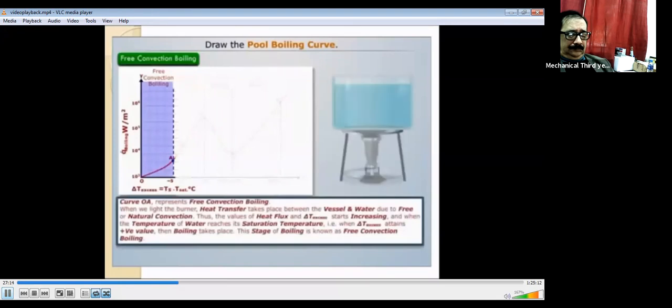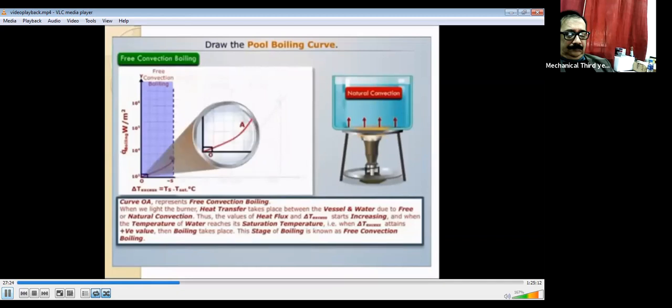When we light the burner, heat transfer takes place between the vessel and water due to free or natural convection. We can see that the values of heat flux and delta T excess start increasing. And when the temperature of water reaches its saturation temperature, that is when delta T excess attains a positive value, then boiling takes place. This stage of boiling is known as free convection boiling.